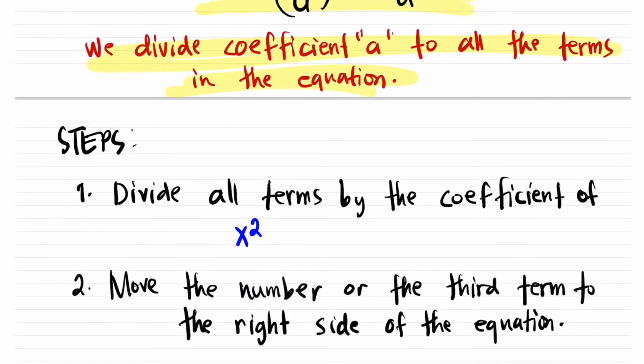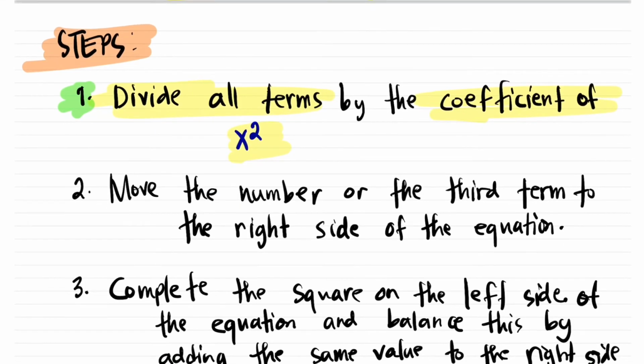Now to do that, we follow certain steps. Step 1, divide all terms by the coefficient of x^2, so the number before x^2. Step 2, move the third term to the right side of the equation, which means you cross it to the other side.